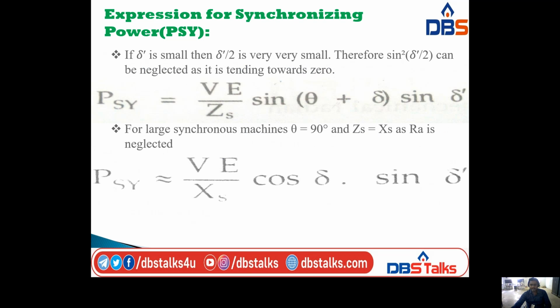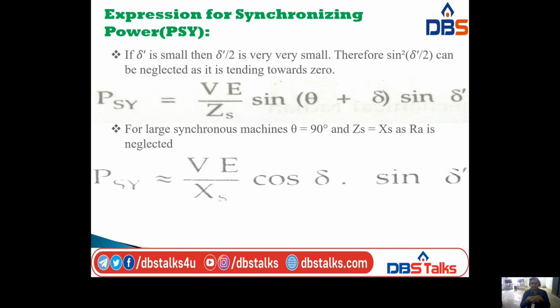Next, if delta dash is small, then delta dash by 2 is very small. Therefore sin square(delta dash by 2) can be neglected as it is tending towards 0. That's why the synchronizing power is equal to V by Zs into sin(theta plus delta) into sin delta dash. And for large synchronous machines, theta is equal to 90 and Zs is equal to Xs as Ra is neglected. That's why we have Ps approximately equal to V into E by Xs into cos delta, that is sin theta, that is 90.